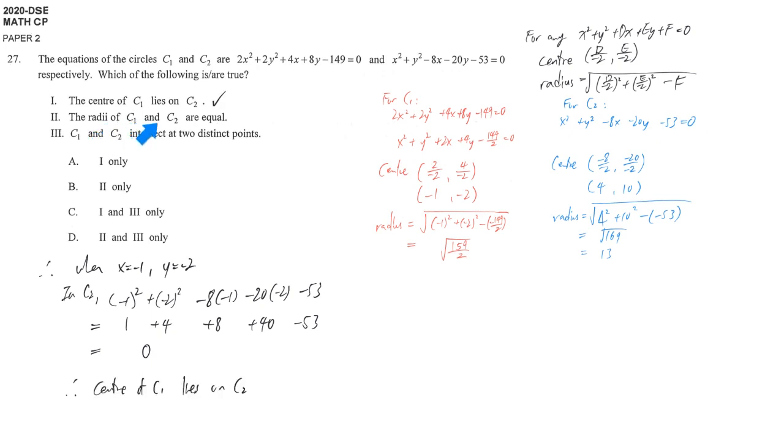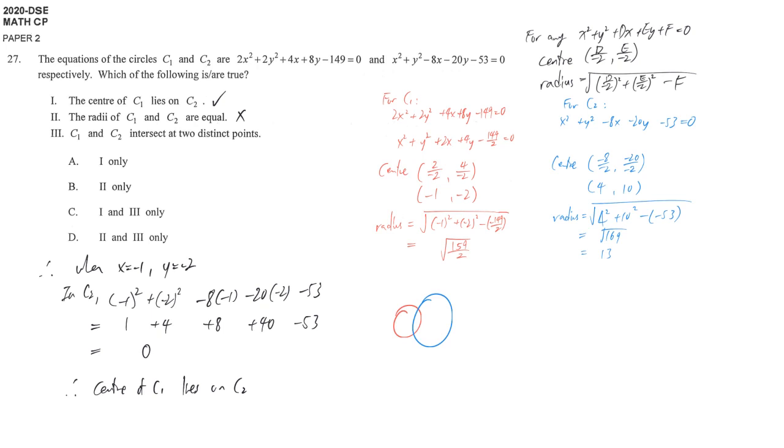The second one, the radii of C1 and C2 are equal, are definitely not equal. This is much smaller. 2 is wrong. And then C1, C2 intersect at 2 distinct points. This one you have to draw different situations. So maybe C1 is like this, and then C2 is like this. We say that there are 2 intersect points.